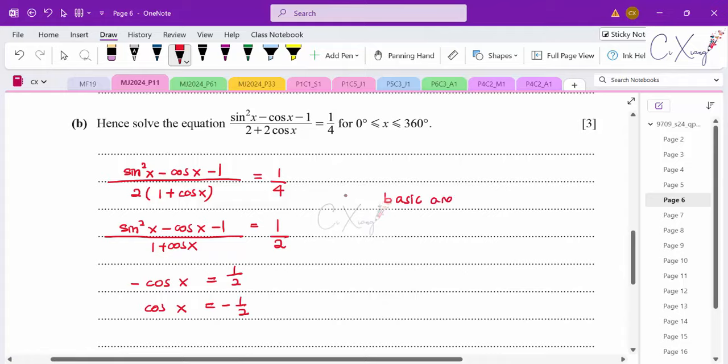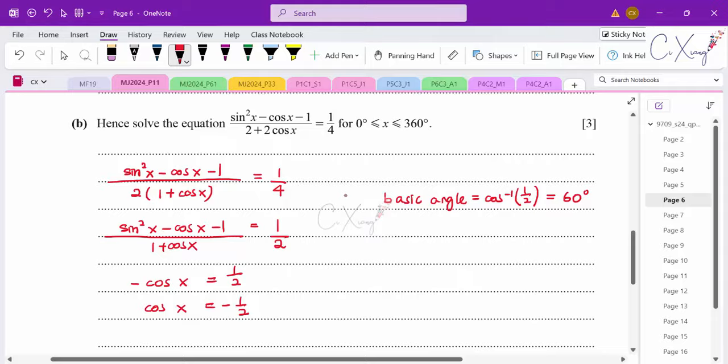First of all, we try to find the basic angle. The basic angle will be cos inverse positive half. Basic angle always ignores the negative sign. So when you take cos inverse positive half, you get the value 60 degrees, and this is the basic angle.